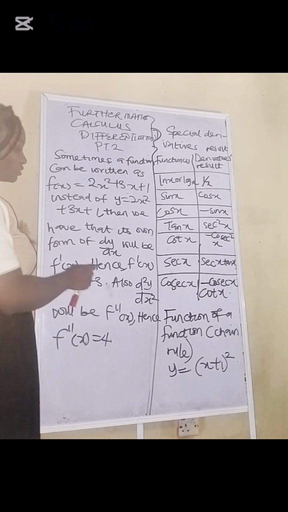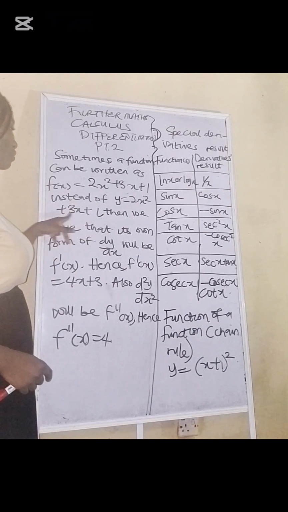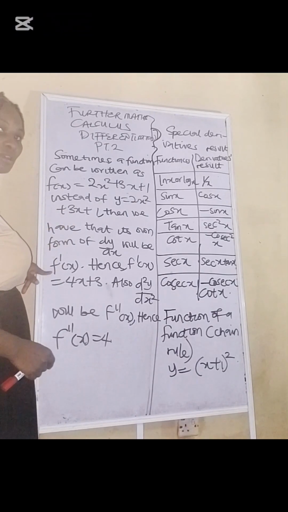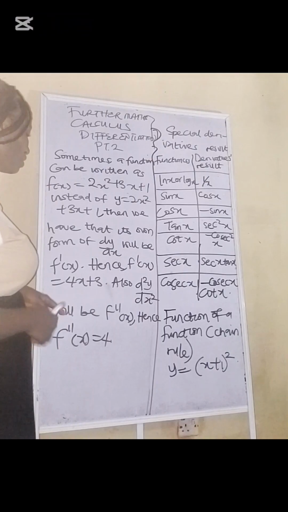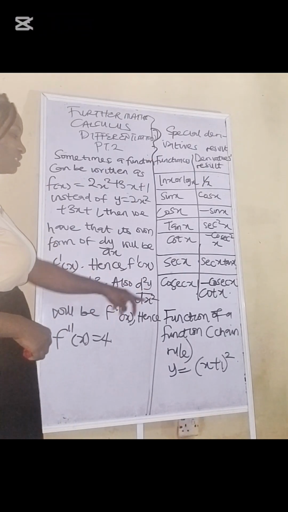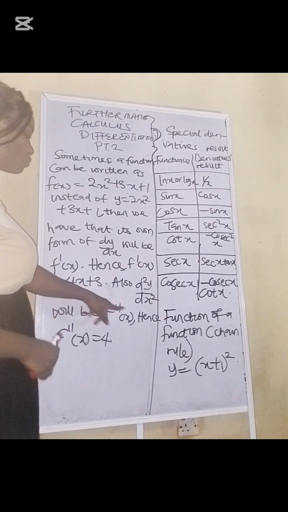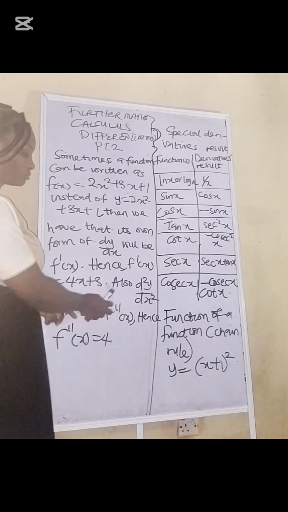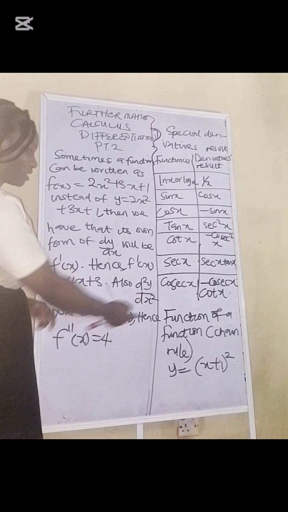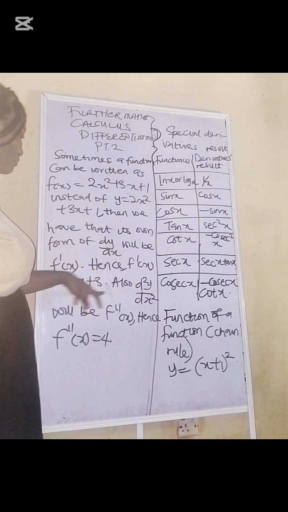So f'(x) = 4x + 3. You understand? That is dy/dx. Instead of writing dy/dx, we write f'. That is function notation. You get it now? Also, the second derivative d²y/dx²: instead of writing d²y/dx² in function notation, you'll be writing f''. So from f(x) = 2x² + 3x + 1, we got f'(x) = 4x + 3.